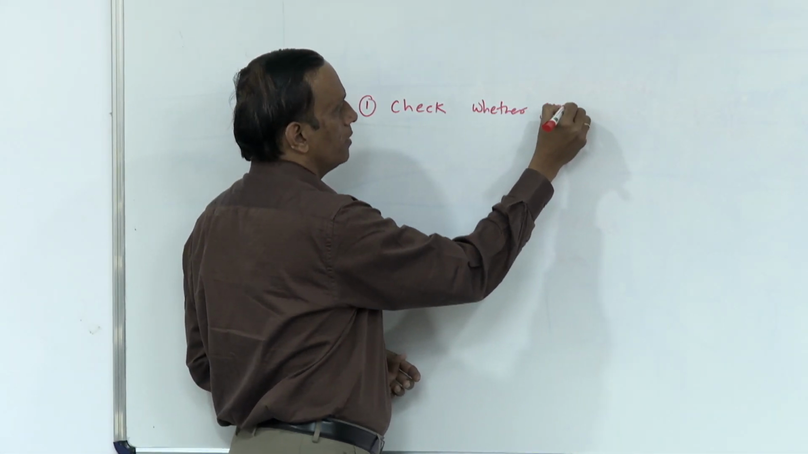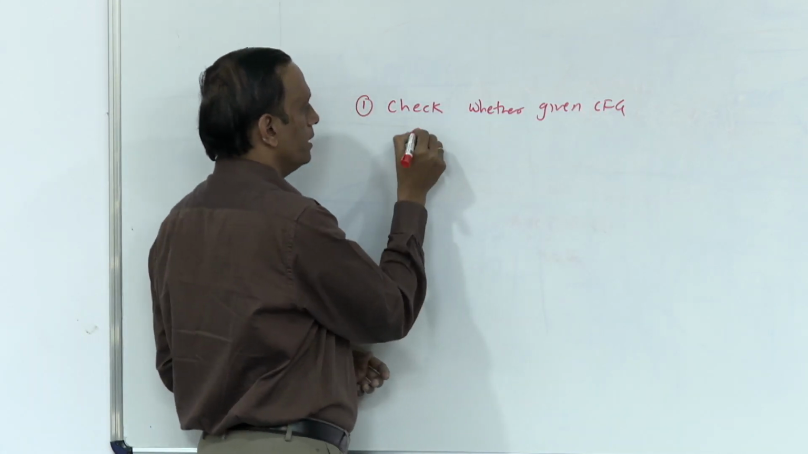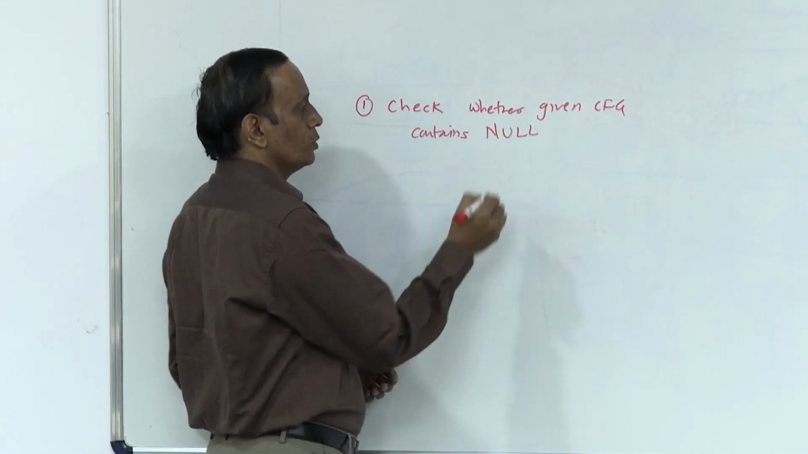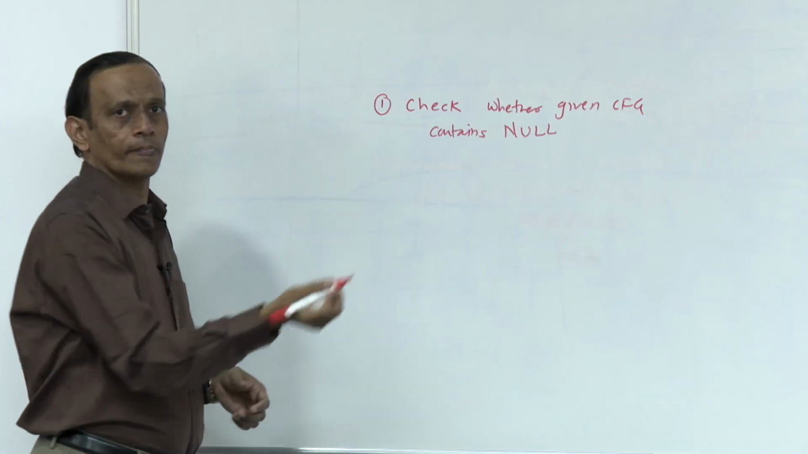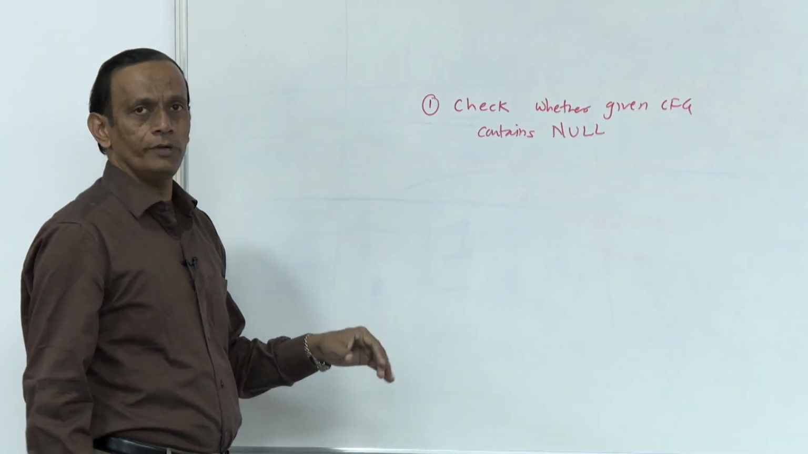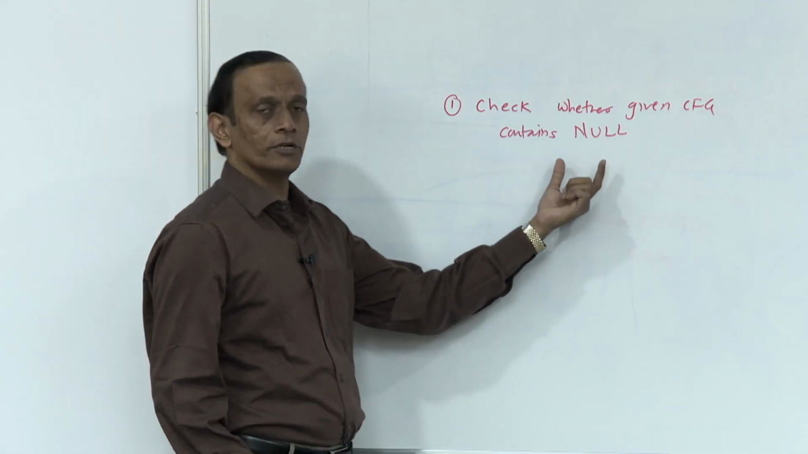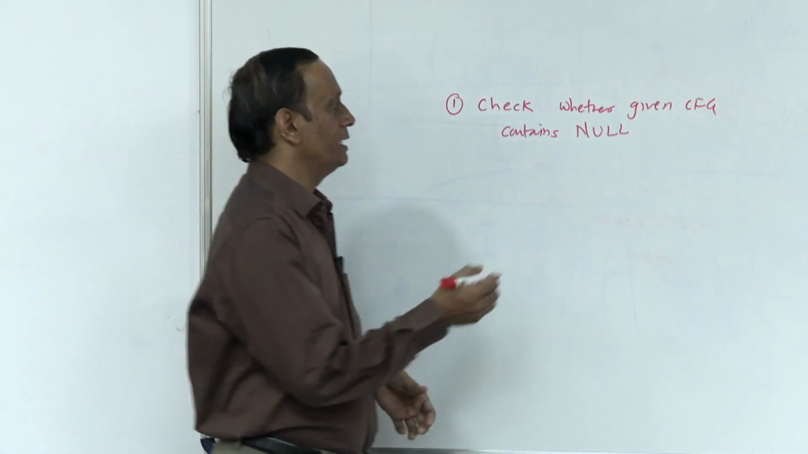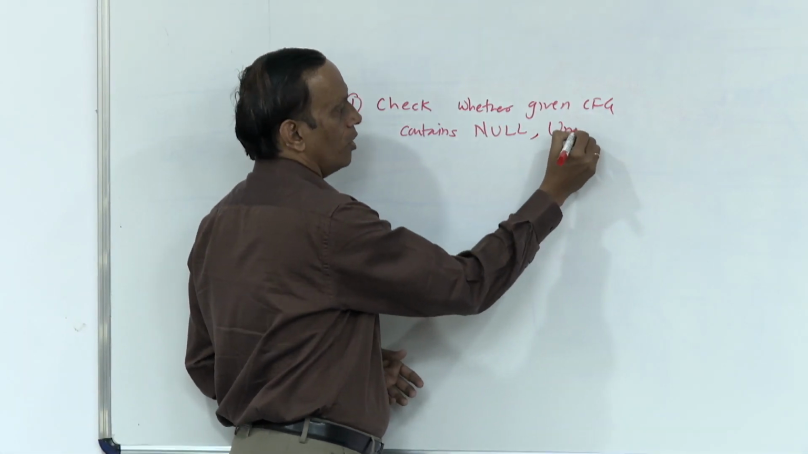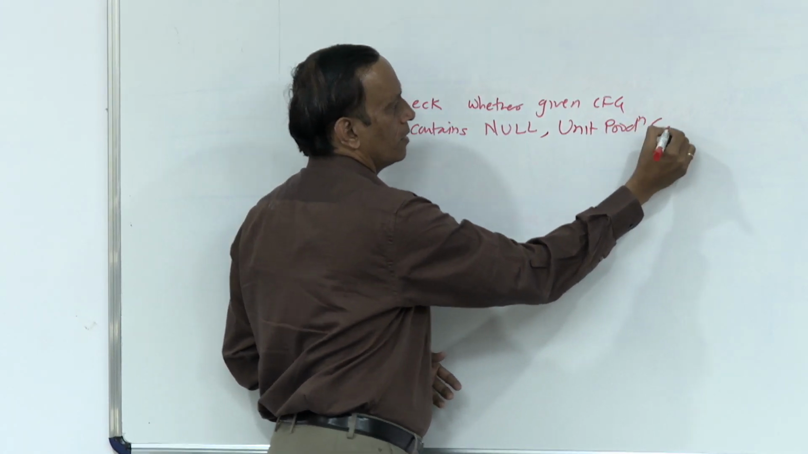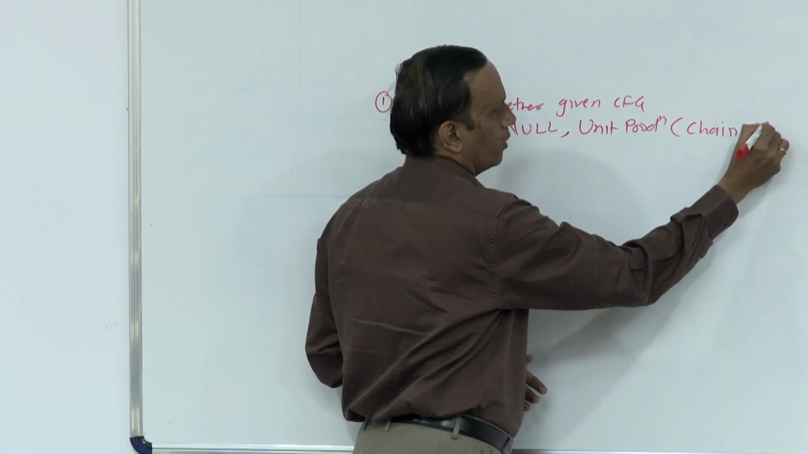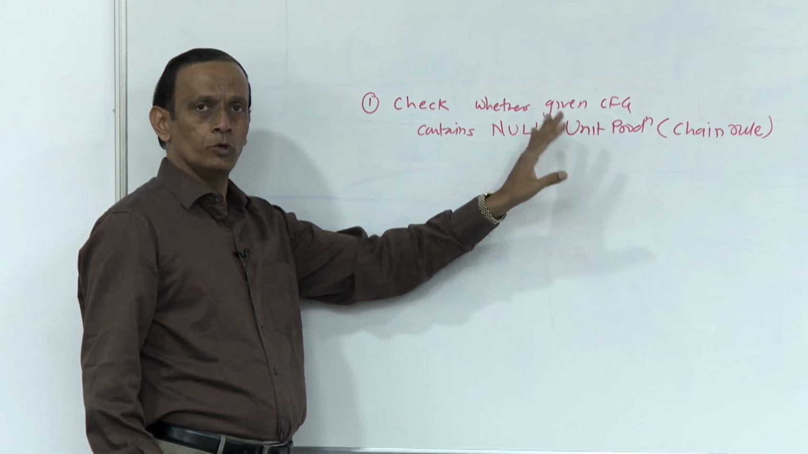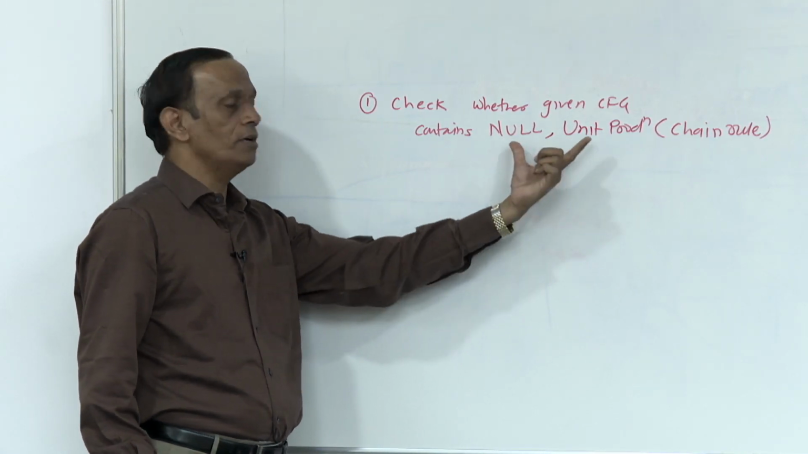Check whether the given CFG contains null productions. If it does, then we have to convert it into a grammar without null productions. When we convert a grammar from having null productions to not having null productions, some productions are generated, and they are called unit productions or chain rules. Now, if the given grammar contains null productions or unit productions, we have to first create a grammar which will not have either of these two.